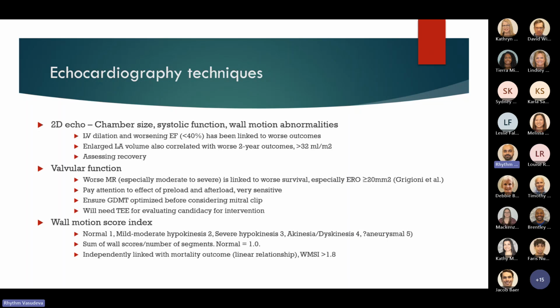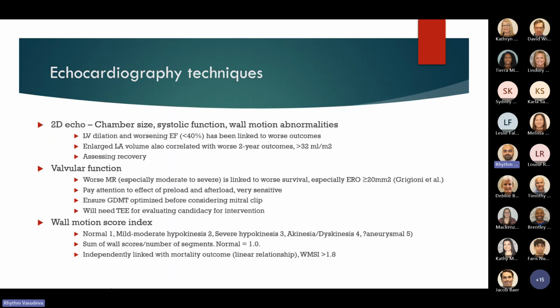The next echo tool that we use is the wall motion score index. Now, the utility of this is mostly limited to a research setting, but some people do use it, and it has been shown to have some correlation with outcome. Really, it's a summary of your wall motion scores across all segments divided by the number of segments. So as you can see, normal is 1. If all your segments have normal function, your wall motion score index will be 1, which is normal.